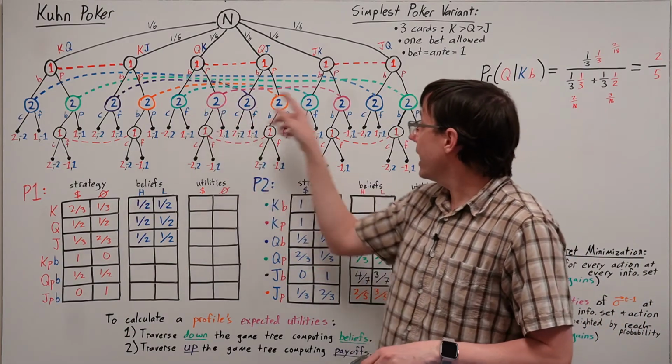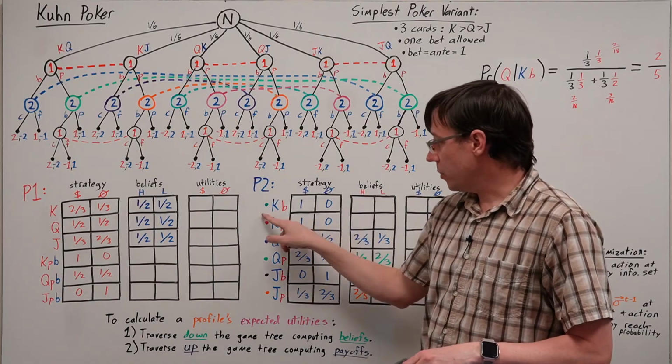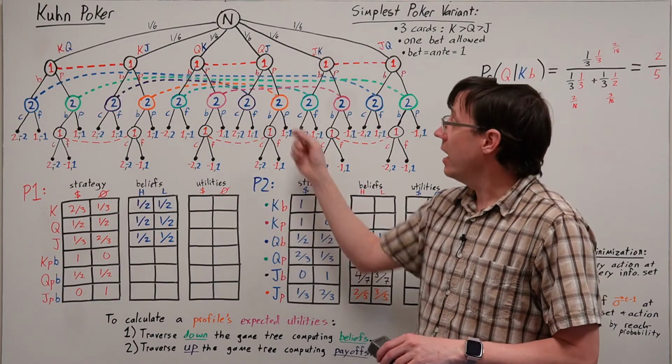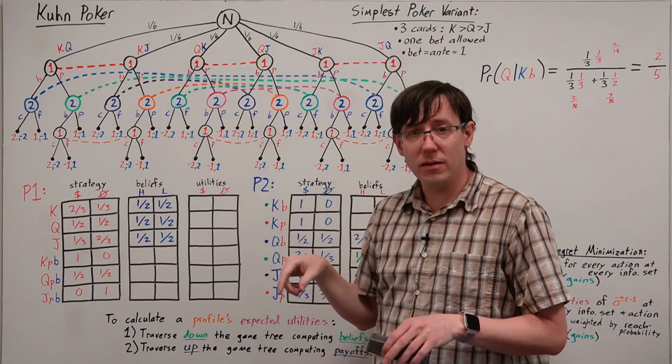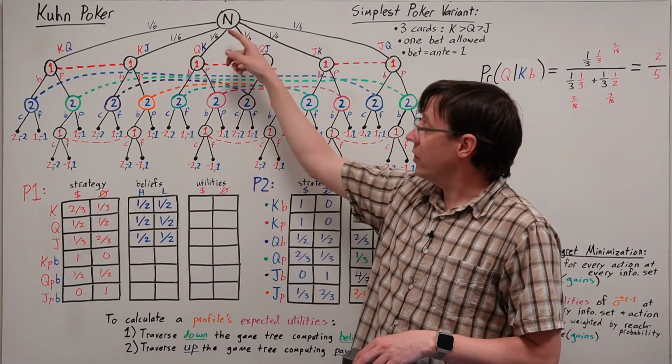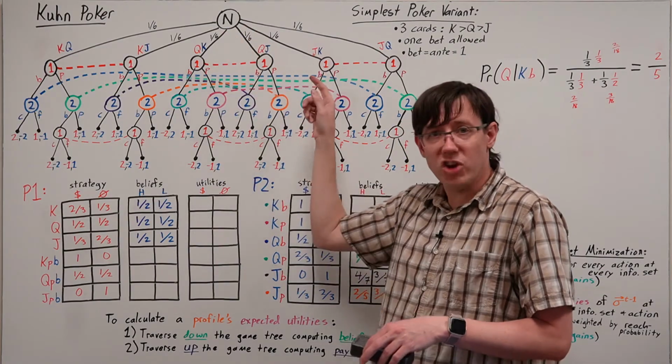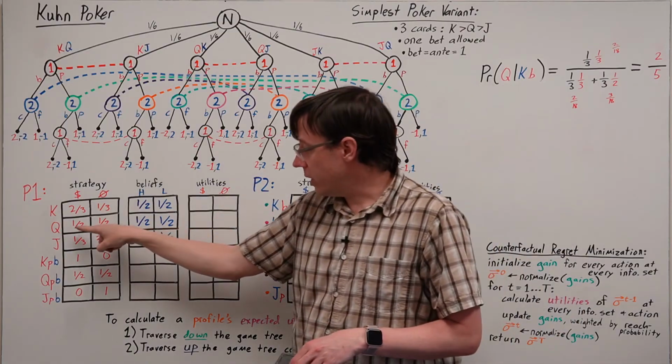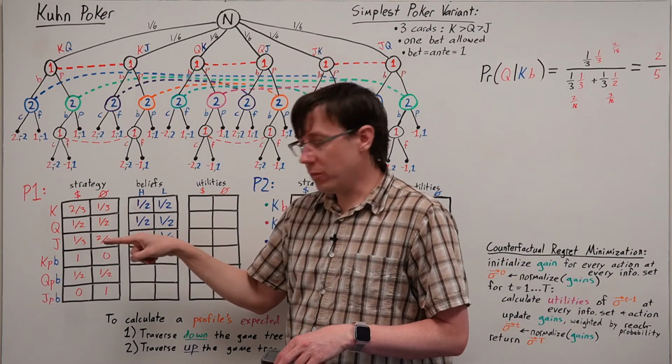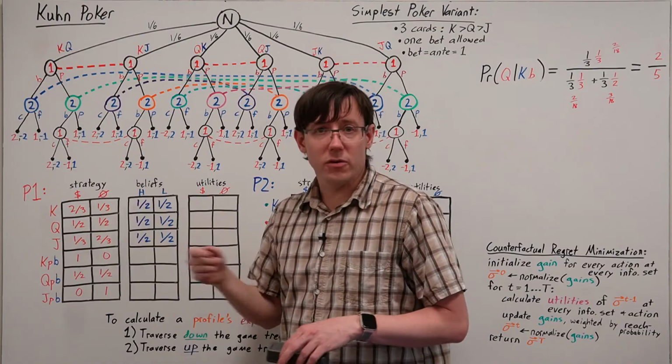Continuing now to the cyan information set, where player 2 has been dealt a king and seen player 1 play bet, player 1 has a 1/3 chance of having a queen or a jack, and if they have a queen, they bet half the time, whereas with a jack, they bet 1/3 of the time.